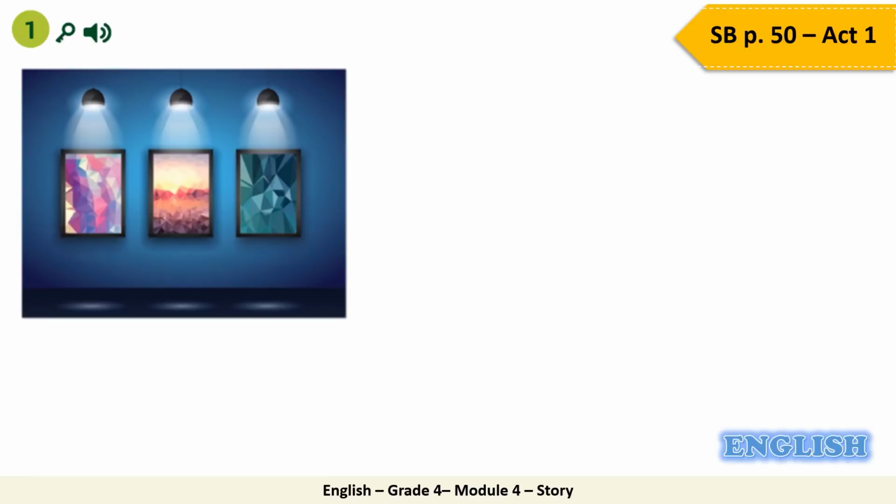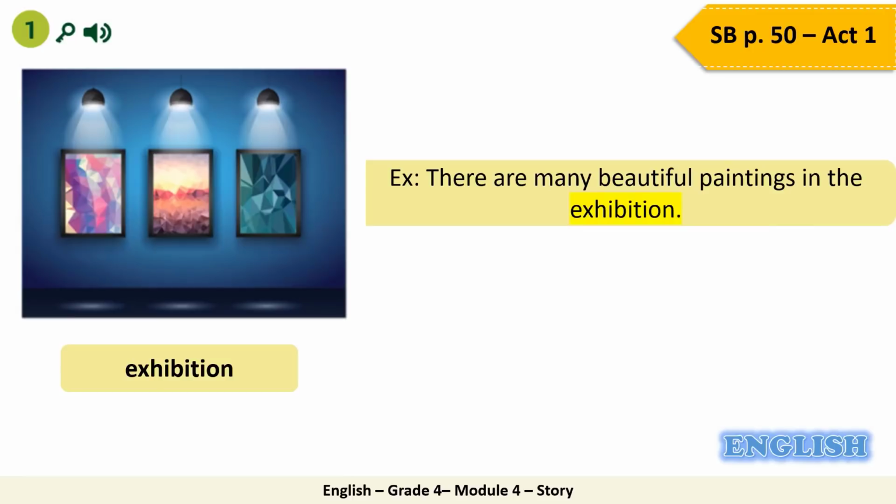Pay attention to the picture. Look at these paintings. Tell me now, what we call the place that has many artworks. Correct, it is exhibition. Repeat after me, exhibition. Now let's have this word in a sentence. There are many beautiful paintings in the exhibition. Now tell me, what is the part of speech of the word exhibition? Very good, it is noun.